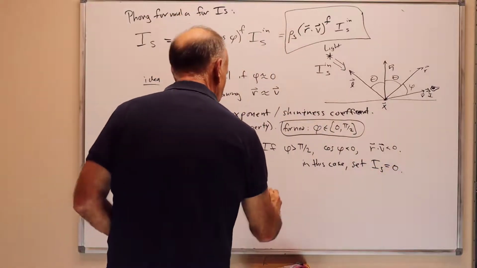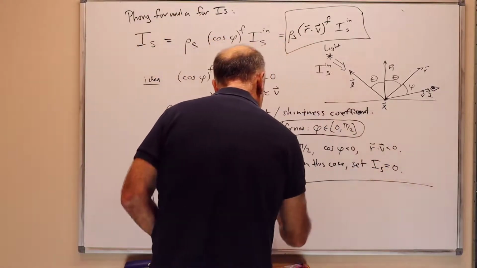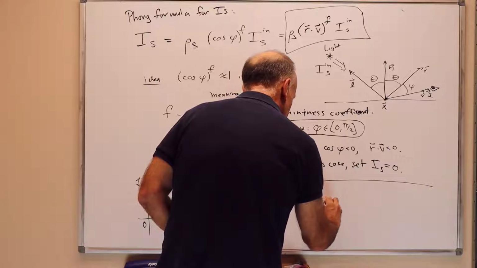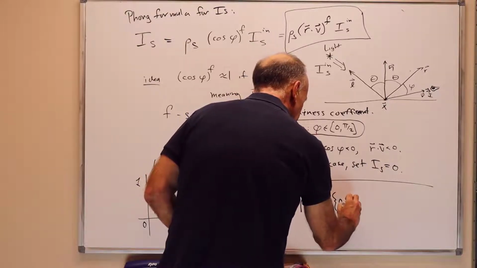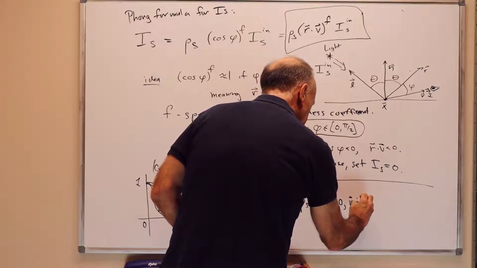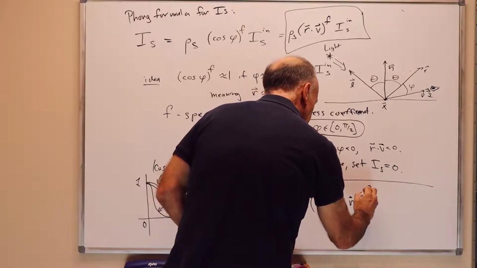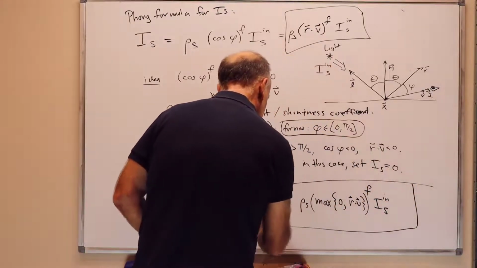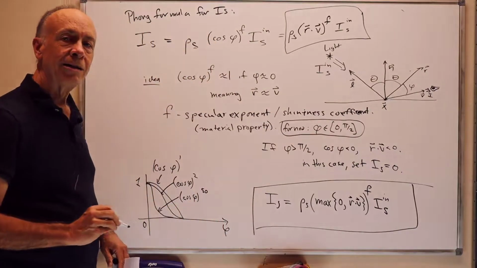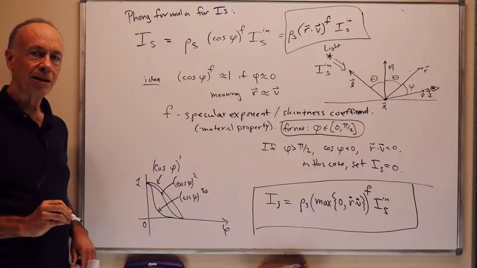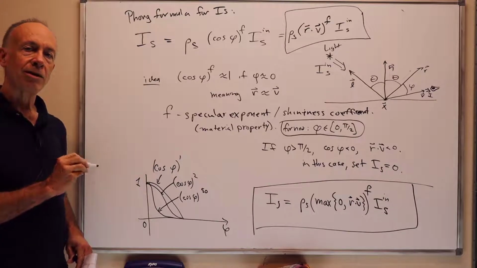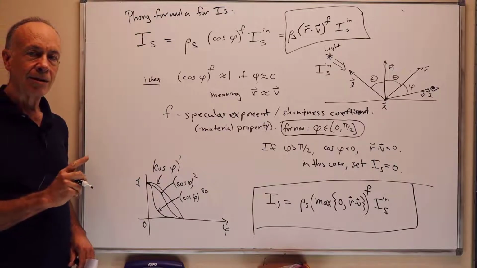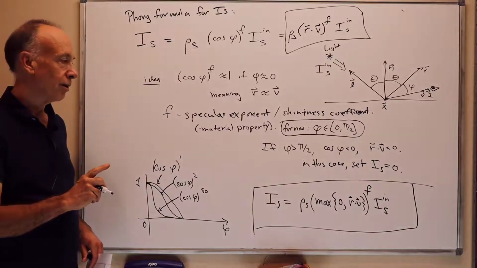We can put this into a single formula as the following: Is equals rho s times the maximum of 0 and r dot v raised to the power f times I in S. So this formula in the box is our official formula for IS in the original formulation of the Phong lighting model. There are other ways to compute this, and I'll talk about a very popular way, the halfway vector method, on the next board.